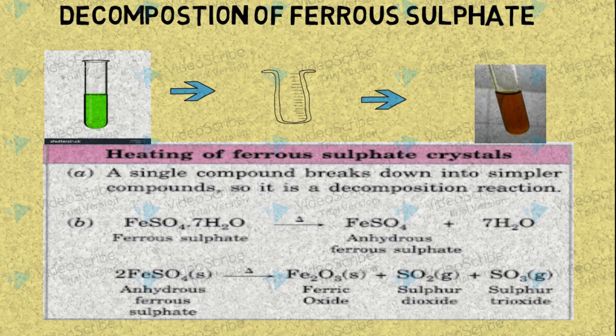So there are two observations. First is the change of color from green to brown due to the formation of ferric oxide. Second, pungent smell due to the gases formed.